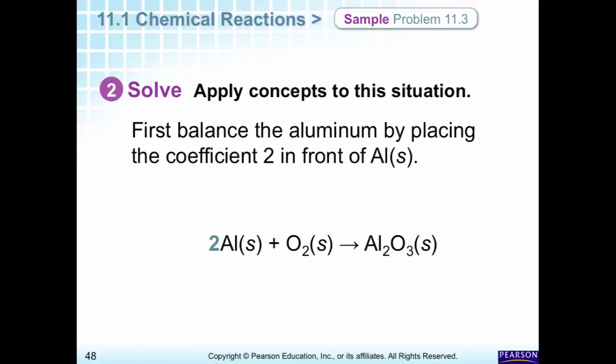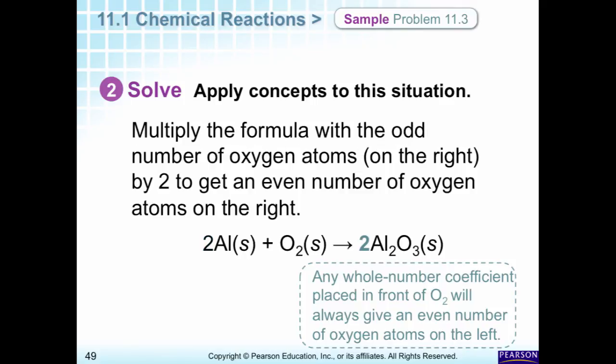I usually start out with the first thing, aluminums. We need 2 over there, so we put a 2 in front of Al. Now go to the oxygens. We have 2 and 3. Well, that doesn't go in that easily, so we need the least common multiple. What's the least common multiple of 2 and 3? That's 6. So that means we're going to have to put a 3 in front of O2 and a 2 in front of Al2O3.